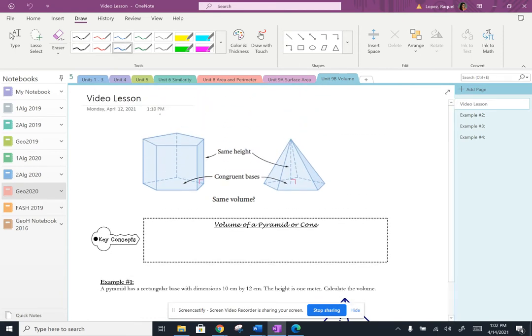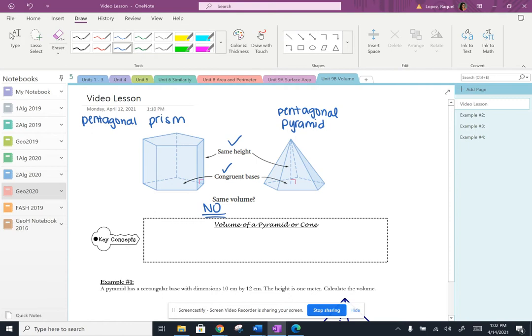Alrighty, so over here on the left, we have a prism, and over here we have a pyramid. More specifically, this looks like a pentagonal prism, and this is a pentagonal pyramid. Both of these regular prisms and pyramids have the same height. They have congruent bases, but do they have the same volume? And the answer is no.